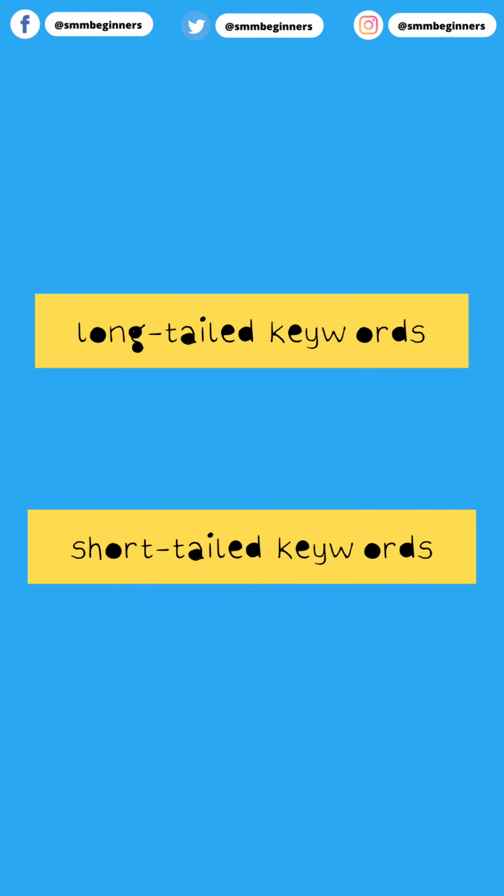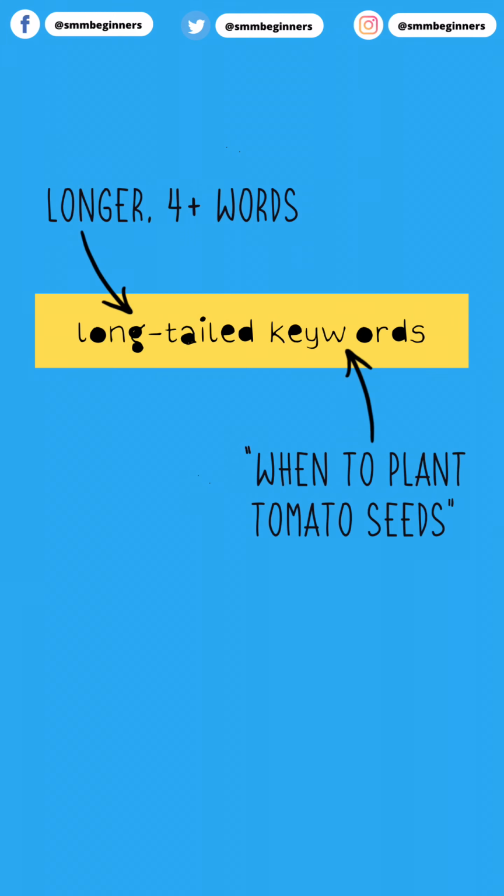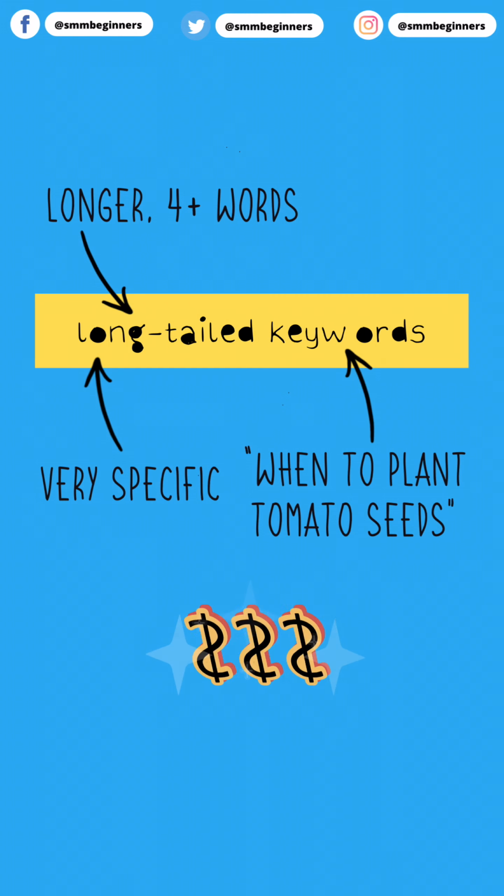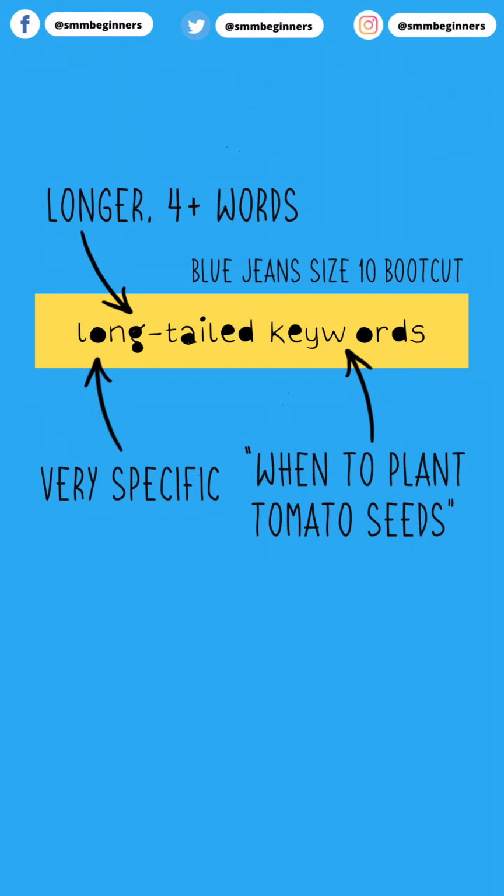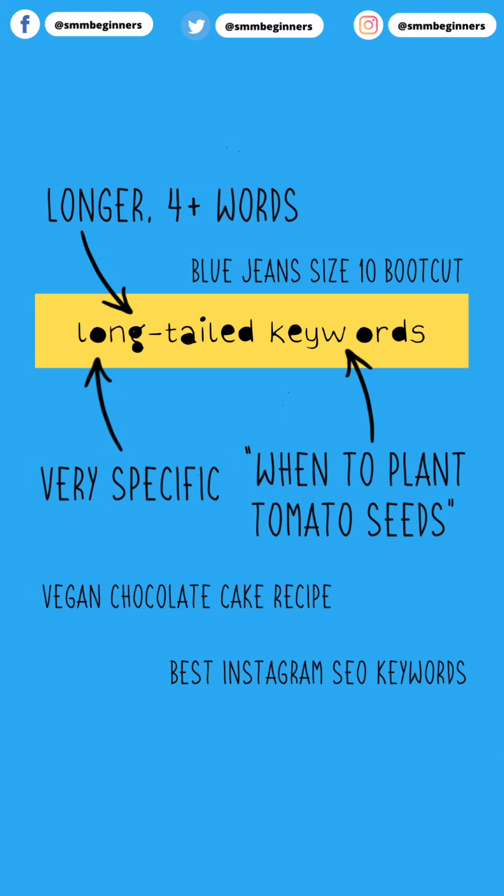Moving on. There are long-tailed keywords and short-tailed keywords. As the name suggests, long-tailed keywords are longer, usually 4 or more words long. When to plant tomato seeds is an example of long-tailed keywords. These keywords are very specific. People are more likely to search long-tailed keywords when they are ready to buy something. Here are a few more examples of long-tailed keywords. Blue jeans size 10 bootcut. Vegan chocolate cake recipe. Best Instagram SEO keywords.